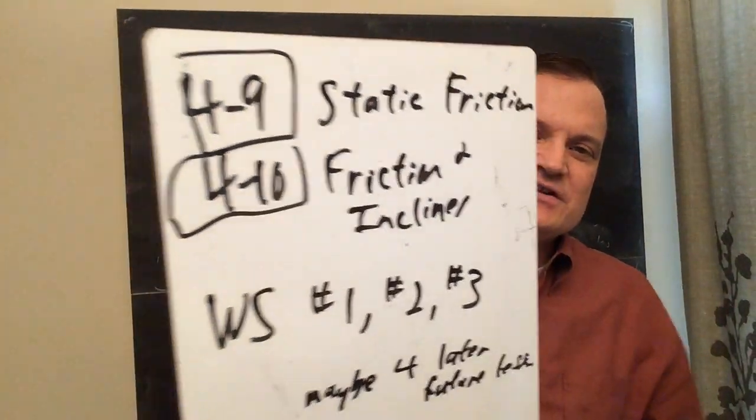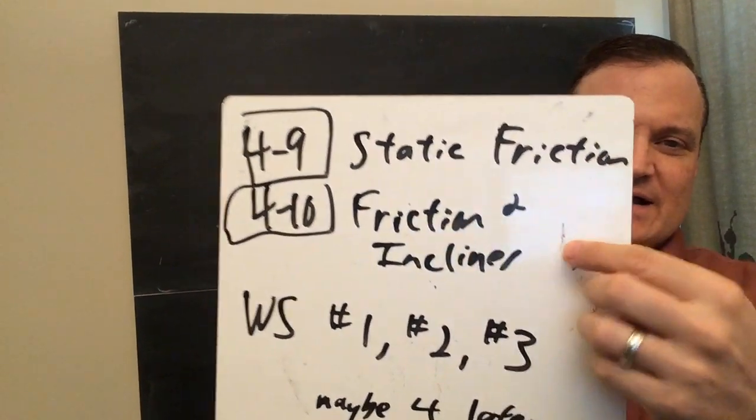4.9 static friction and 4.10 friction in inclines. I might say 4.10 part 1. I'm going to decide if there will be a part 2, or there probably will be. Okay, but 4.9 is very short. That's why I wanted to put those two together. Okay, first static friction and then the incline stuff.